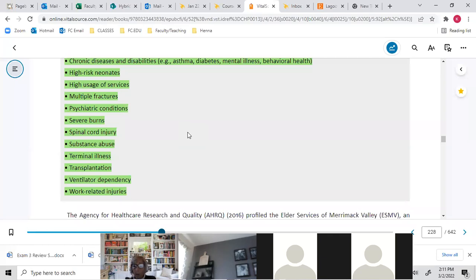Rehab. Who else? Occupational therapists. Yep. If you work on a severe burn unit, who might you have to coordinate with? Maybe infection control, physical therapy. Same with terminal illness. Who might you have to coordinate care with? Maybe hospice.